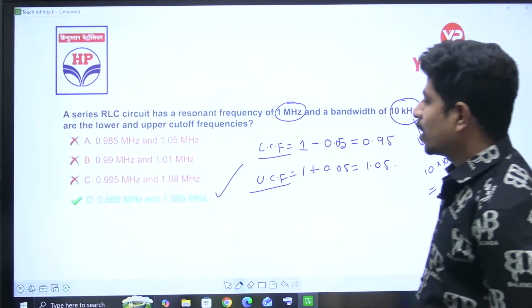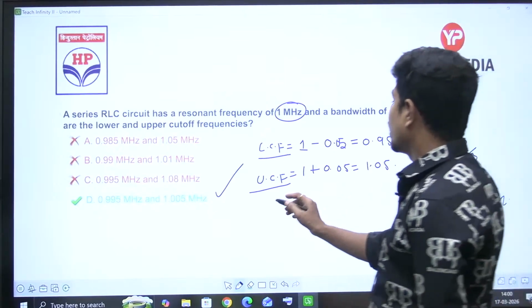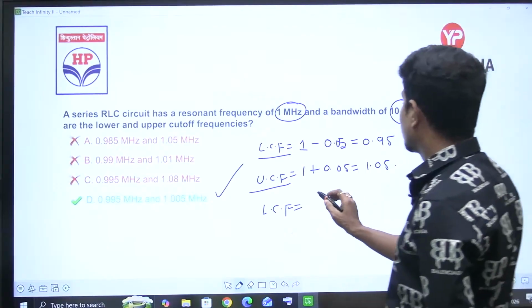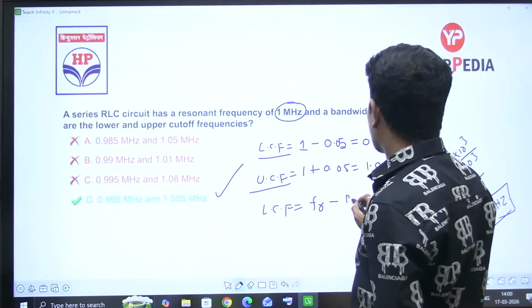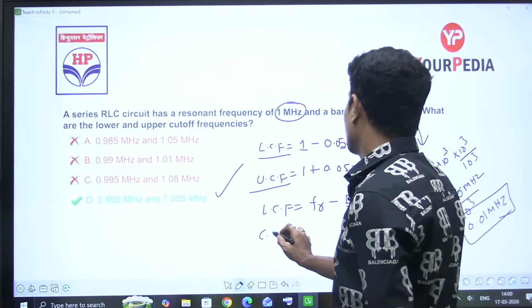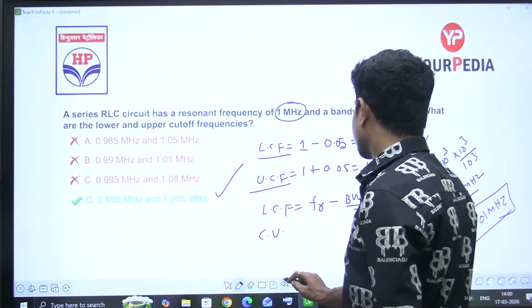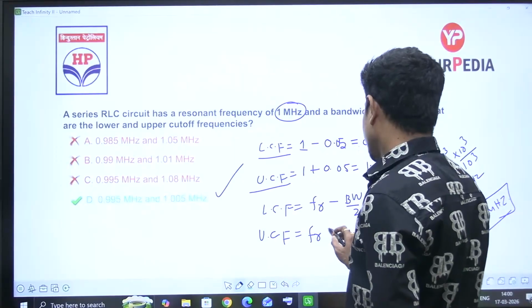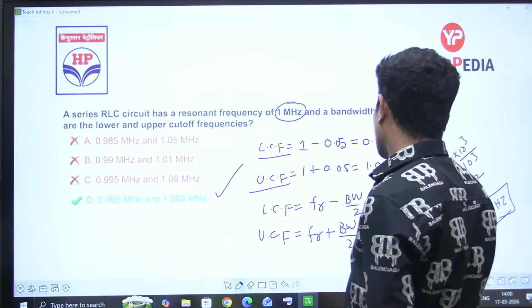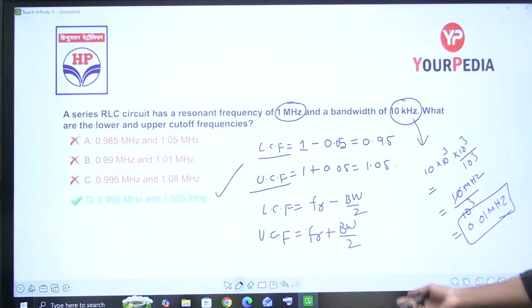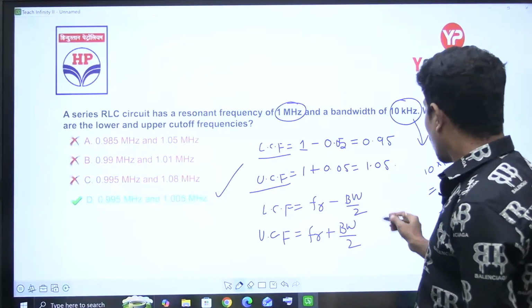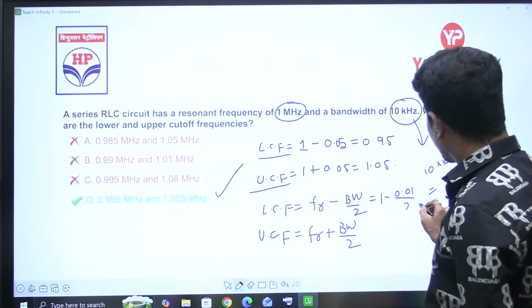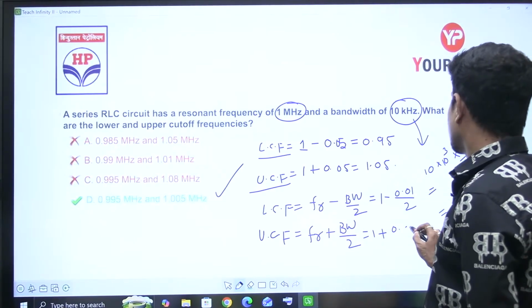Now for that 0.01 megahertz, I write here lower cutoff frequency is equal to resonant frequency minus bandwidth by 2. Upper cutoff frequency is equal to resonant frequency plus bandwidth by 2. Previously I wrote wrong, it is fr minus bandwidth by 2. Now what is resonant frequency? 1 mega minus bandwidth 0.01 divided by 2. This is 1 plus 0.01 divided by 2.